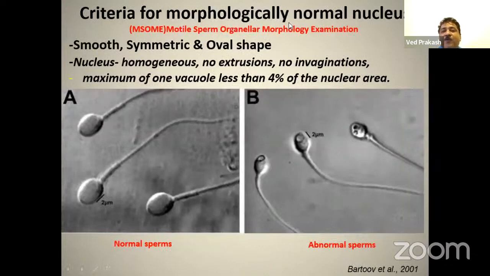The criteria for a morphologically normal nucleus are a smooth, symmetric and oval shape. The nucleus should be homogeneous, with no extrusion and no invaginations. A maximum of one vacuole, less than 4% of the nuclear area, can be used for ICSI. These are the normal and these are the abnormal sperm.